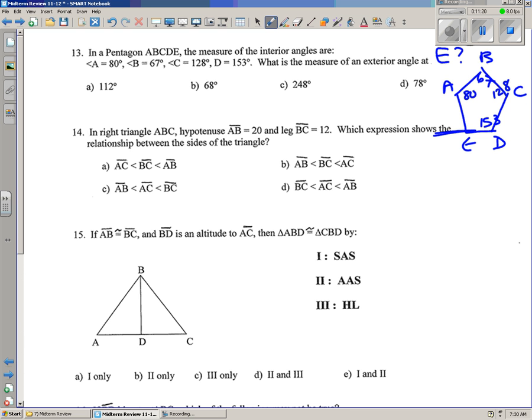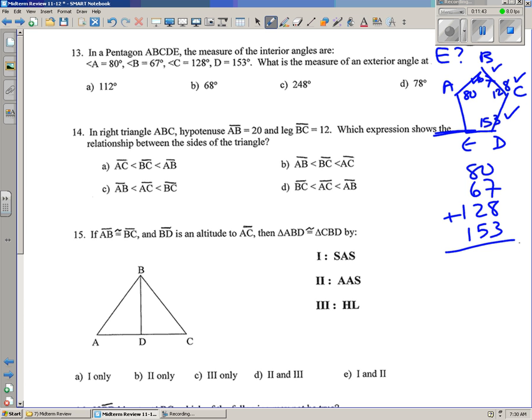Now, we cannot use the exterior angle formula because it's not a regular pentagon, meaning not all the angles are the same. So we need to be careful. We need to come up with a different way to do this. What we have are 4 interior angles. So I'm going to add those together. 80, 67, 128, 153. Forgive me, I don't have a calculator.